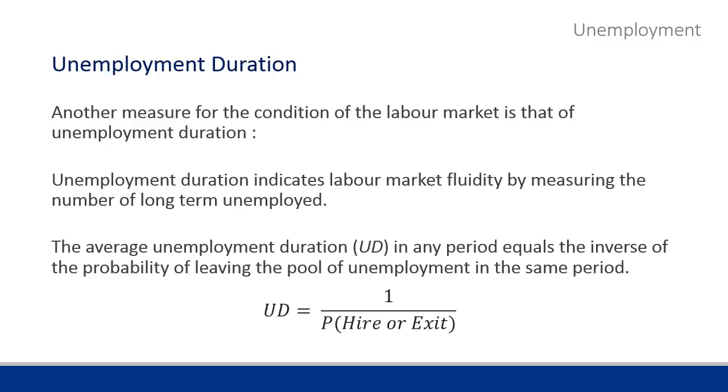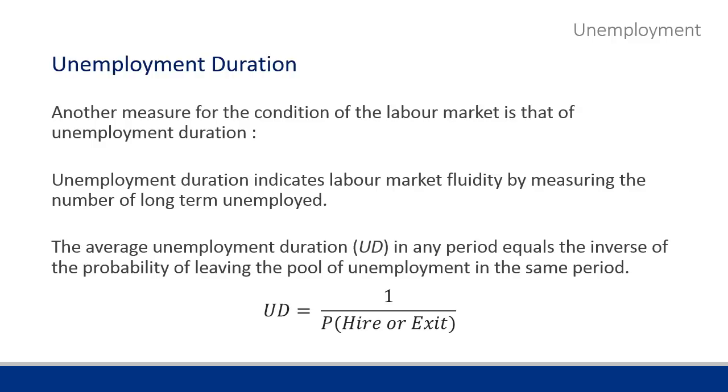One benefit of the flow approach to the labour market is that it also allows us to have other measures of the condition of the labour market, and one such measure might be the duration of unemployment. If somebody has been unemployed for a long time, or if a good section of your pool of the unemployed have been unemployed for a long time, this is a negative indicator of the fluidity of the labour market. How do we measure unemployment durations?